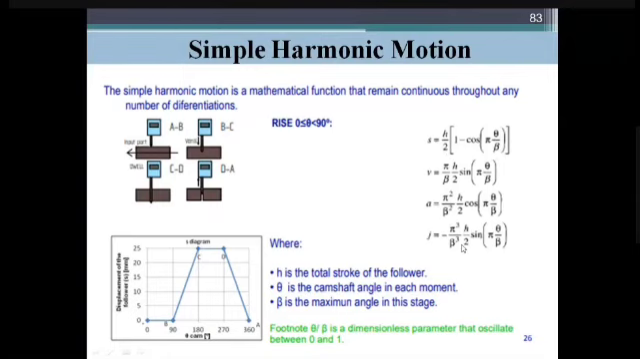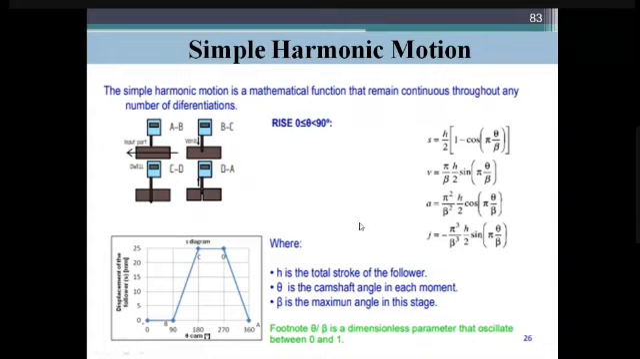What are the things you have to note? What is meant by h? The total stroke, that means the height or displacement of the follower. Theta is the total camshaft angle, 90 degree, 180 degree, 270 degree, and 360 degree. But beta is the maximum angle in that particular state. If you are going for 0 to 90, the maximum angle is 90; 90 to 180, the maximum angle is 180; 180 to 270, the maximum angle is 270; 270 to 360, the maximum angle is 360.